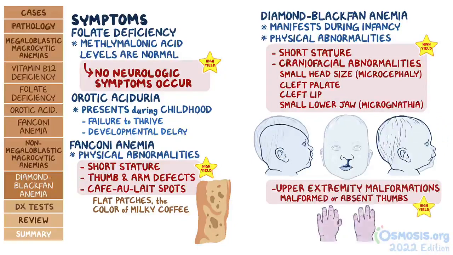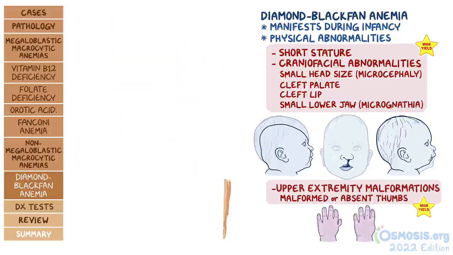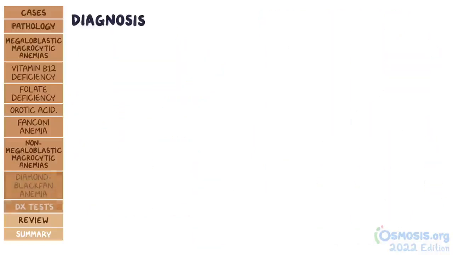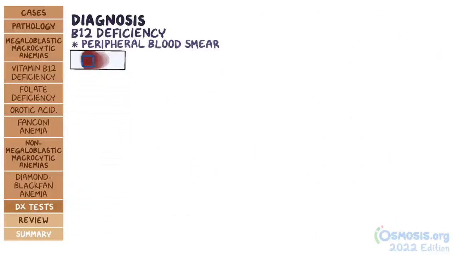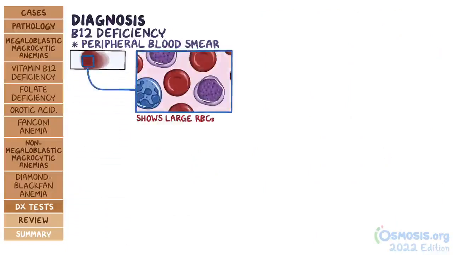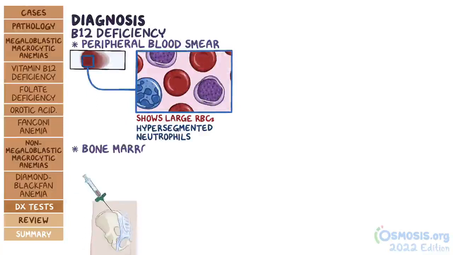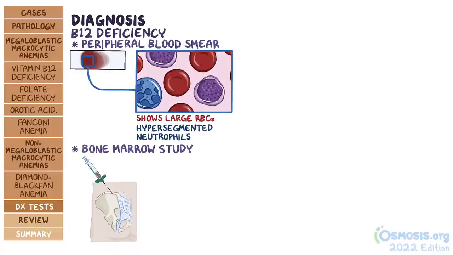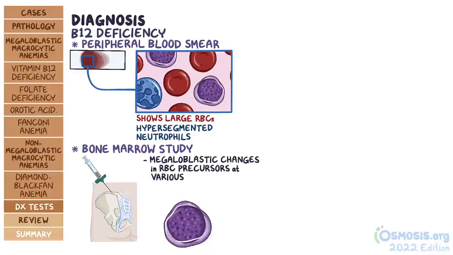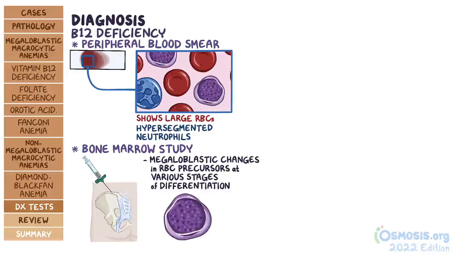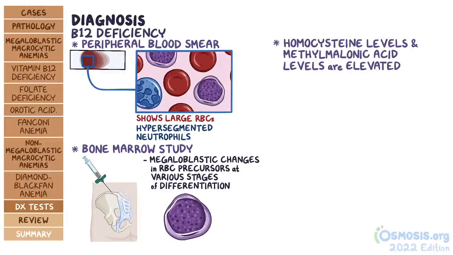Let's switch gears and look at some important lab tests. The diagnosis of vitamin B12 deficiency relies on a peripheral blood smear, which shows large red blood cells and hypersegmented neutrophils. A bone marrow study can also be done to look for the megaloblastic changes in RBC precursors at various stages of differentiation. Homocysteine and methylmalonic acid levels are elevated.